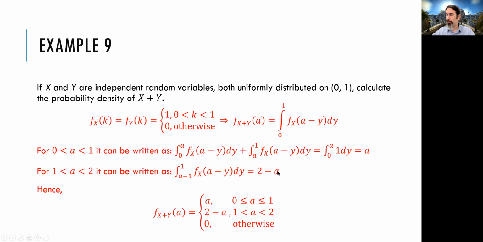So we have two different PDFs, and we're going to write this as piecewise. In this piecewise, you can see when a is between 0 and 1, we have a PDF of a. When a is between 1 and 2, we have a PDF of 2 minus a. And in other situations, we don't have any value. The PDF is just 0.